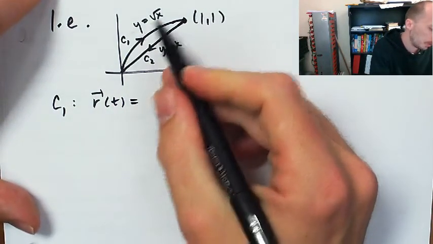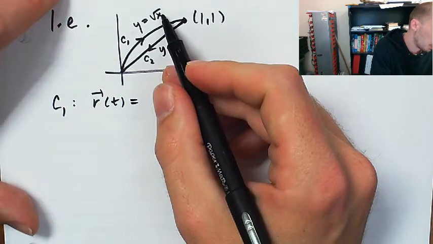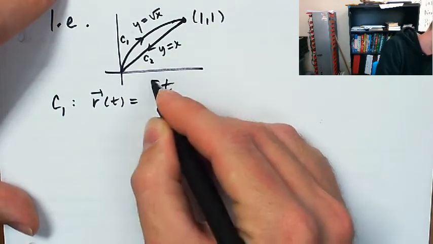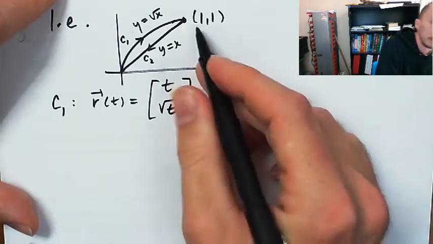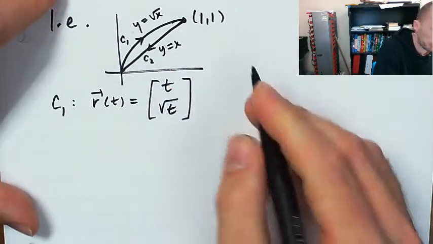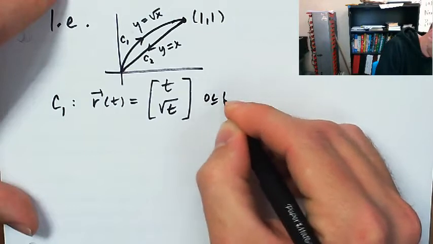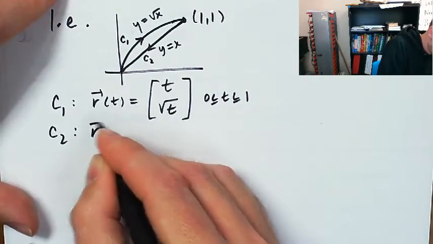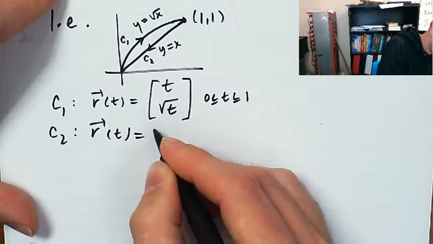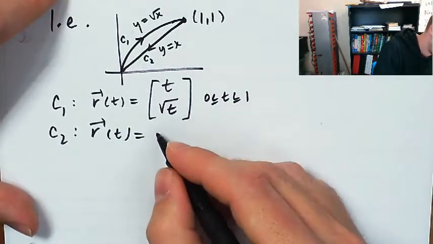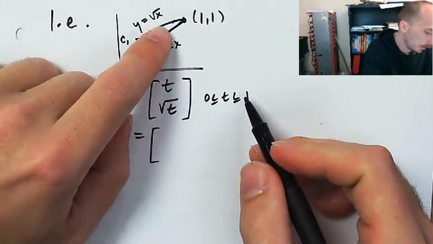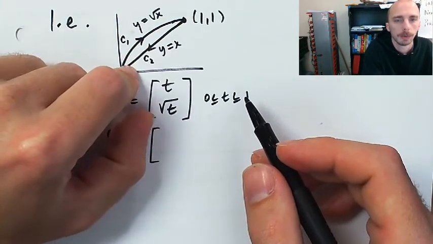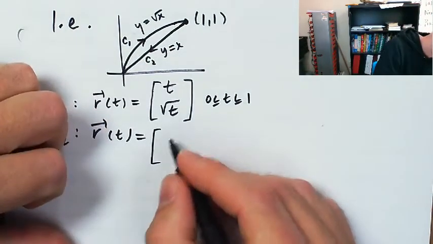So r of t, well, y is the square root of x, so maybe I'll call it t and the square root of t, as t runs from 0 to 1. And then we'd have, all right, well, y equals x, so I just got to figure out what it's going to be. Okay, so I think it's just going to be 1 minus t, as t runs from 1 to 2. Think about that.